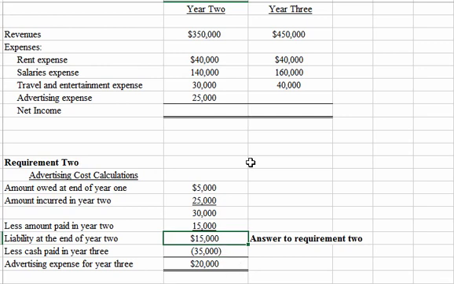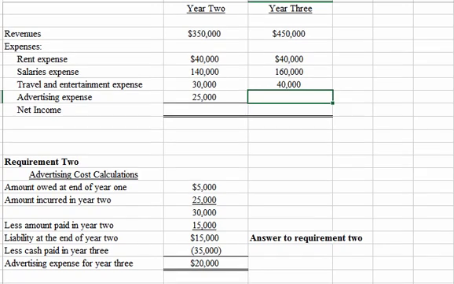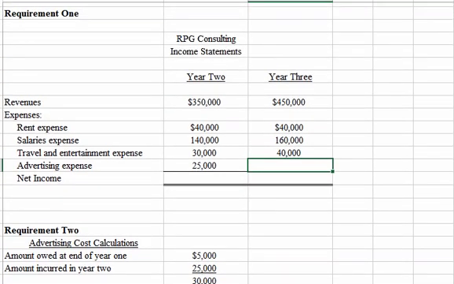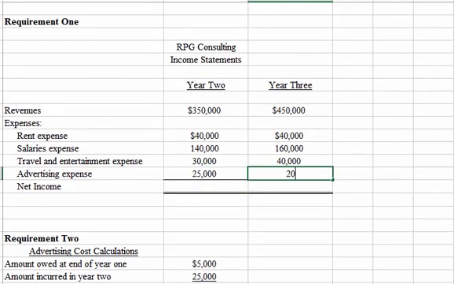I wrapped up requirement 2. Let's go back and finish this up. Our advertising expense for year 3 would then be the $20,000. Tried to quit before I finished there. So we put in $20,000 here. We're back to the easy part now.